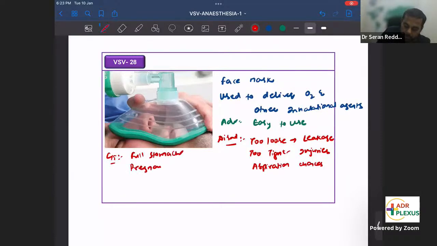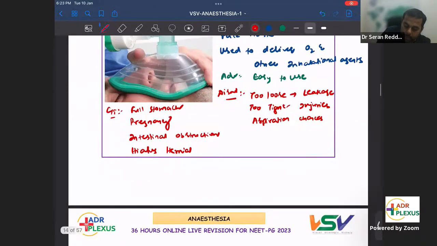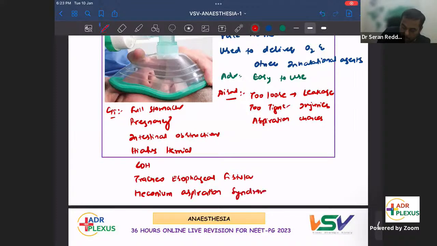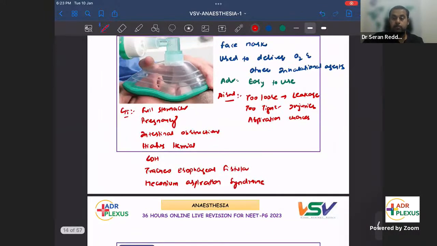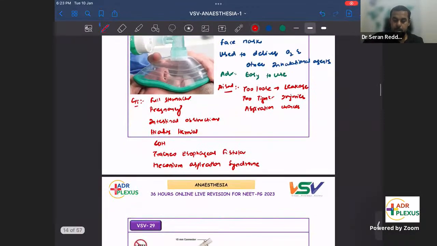pregnancy, intestinal obstruction, hiatus hernia, congenital diaphragmatic hernia, tracheoesophageal fistula, meconium aspiration syndrome. This is about face mask.